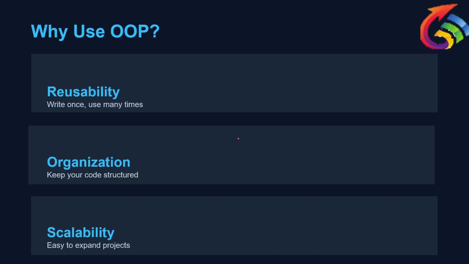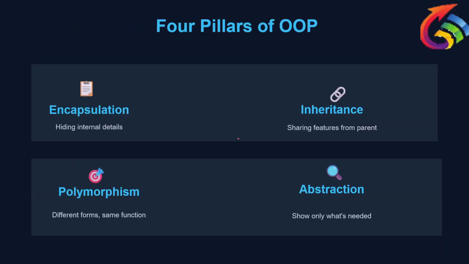Why bother with OOPS? So first, it saves you a ton of time. You write code once, then you use it. Second, it keeps your code organized, just like how a library organizes books on shelves. And third, it helps your projects grow without turning into a big mess. Sounds good, right? Now let us see these four main pillars of OOPS.